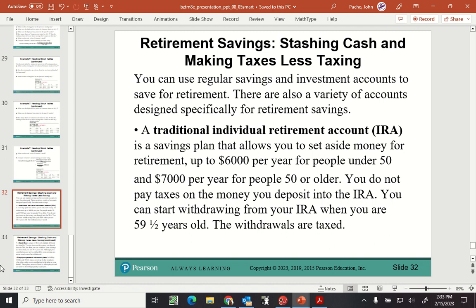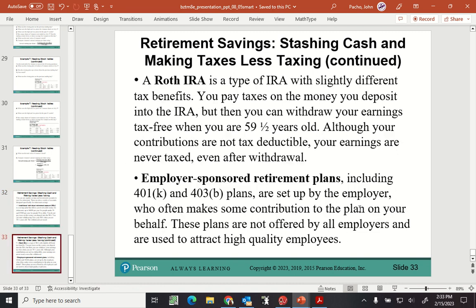All right, so next one is Roth IRA, which I think is more important. Roth IRA is a type of IRA with slightly different tax benefits. You pay taxes on the money you deposit into the IRA. So you get money taken out of your paycheck, right? That's your taxes. Of the money that you bring home, you're going to take some of that extra money and put it in one of these. So you pay tax on the money you deposit into the IRA, but then you can withdraw your earnings tax-free when you get 59 and a half.